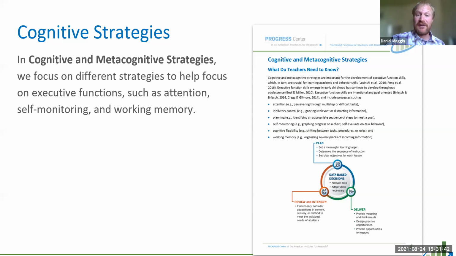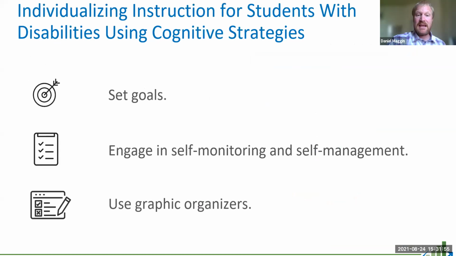So executive functioning refers to the mental processes that allow us to maintain attention, focus on the most important information, and organize our thoughts to address both areas of academic and behavioral need. In the research briefs and modules, we focus on providing guidance on critical areas related to executive functioning, including goal setting, self-monitoring, and the use of graphic organizers.